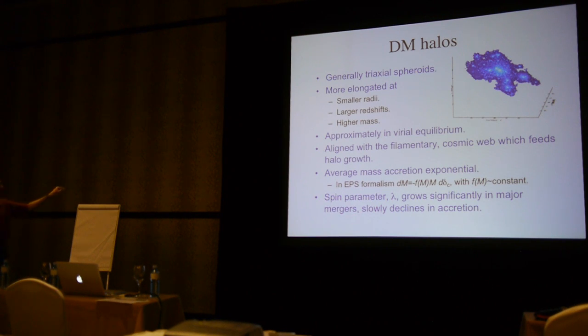And there's a spin parameter. These guys are all spinning. Their dimensionless angular momentum in terms of energy is about 5%. And this spin parameter grows pretty significantly when you have a major merger, meaning that something big comes in and slams into your halo, and it slowly declines when you're accreting objects just kind of more or less spherically around you, as might be expected.